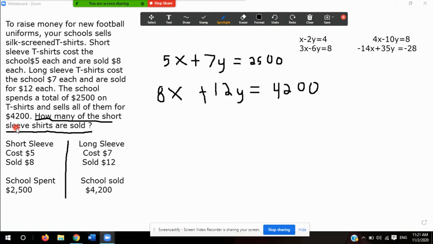So when we have a story problem, the most important thing that we want to do is highlight or write down the information that we have. Now we know that the short sleeve t-shirts cost the school $5 and were sold for $8. And we know that the long sleeve t-shirts cost the school $7 and were sold for $12. And we know that the school spent a total of $2,500 and they sold for $4,200. So the next thing, once we write the information, is to find the question. And I actually underlined the question here. It says, how many of the short sleeve shirts are sold? So we want to know how many of the short sleeve shirts are sold.